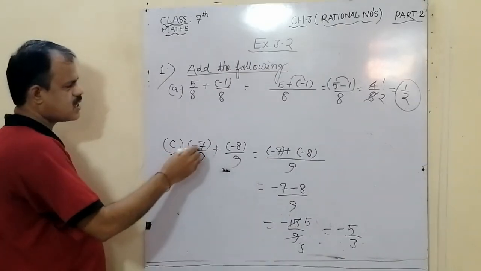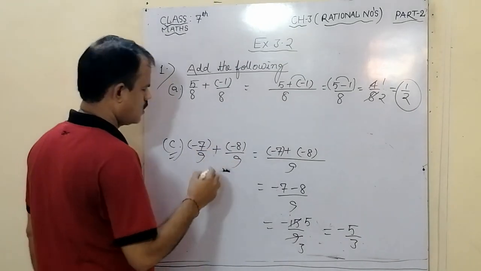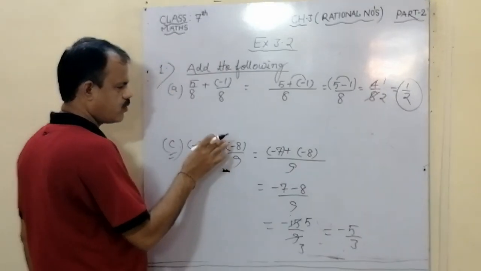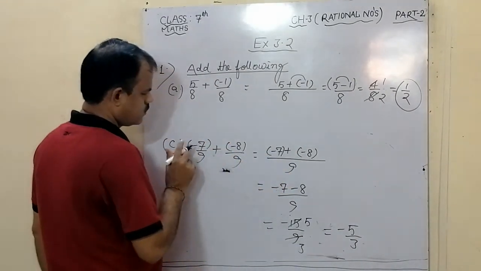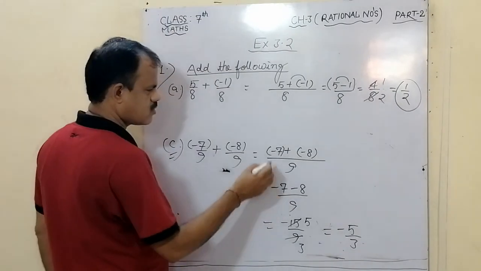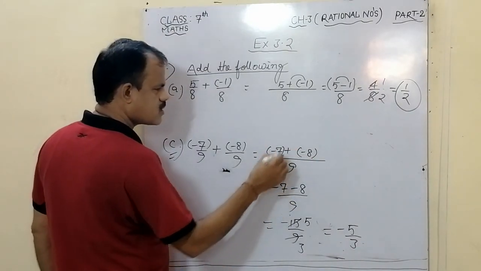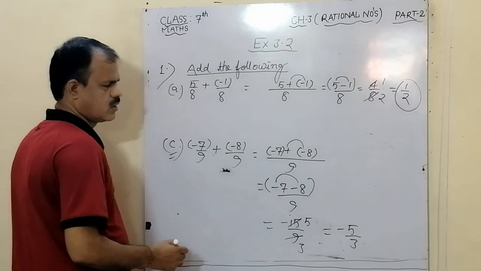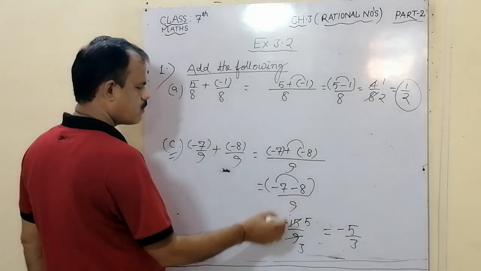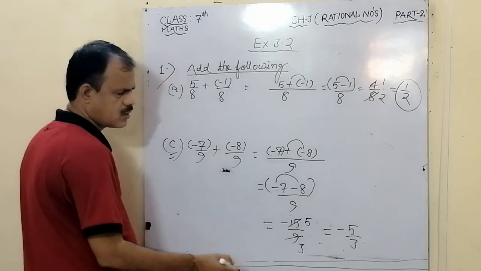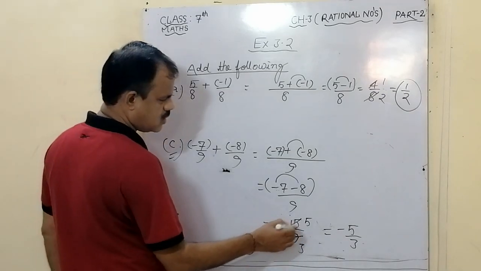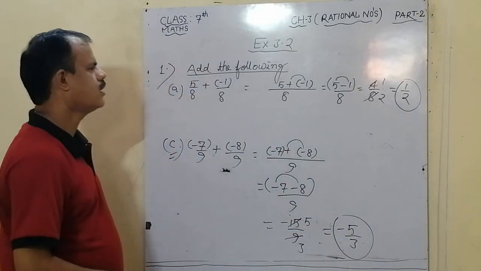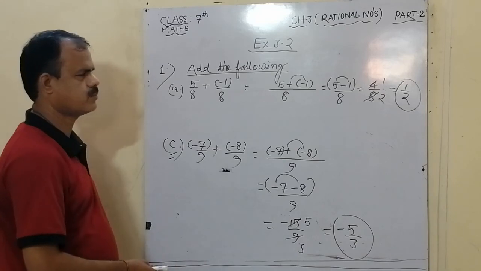See one more part, -7 by 9 plus -8 by 9. First we take the LCM of the denominators 9, 9, it becomes 9. Now we write the numerators. This is -7 plus -8. Now remove this bracket. So -7, plus into minus is minus. So -7 minus 8 upon 9. So -7 minus 8 becomes -15 by 9. Cut this by 3. 3 fives are 15, 3 threes are 9. So the final answer is -5 by 3. In this way you have to solve the remaining part.